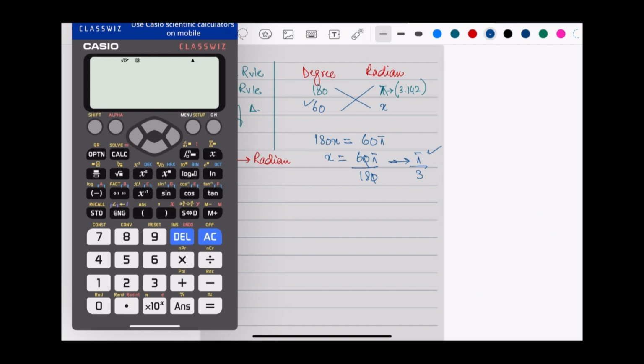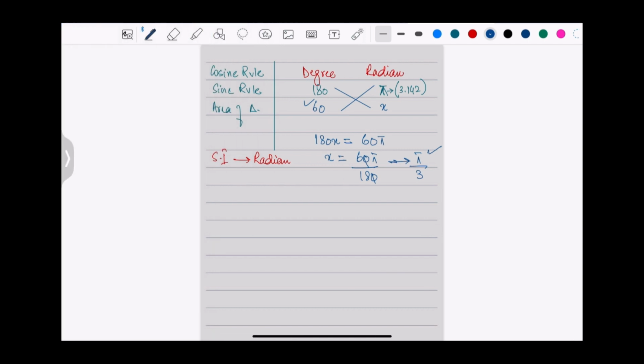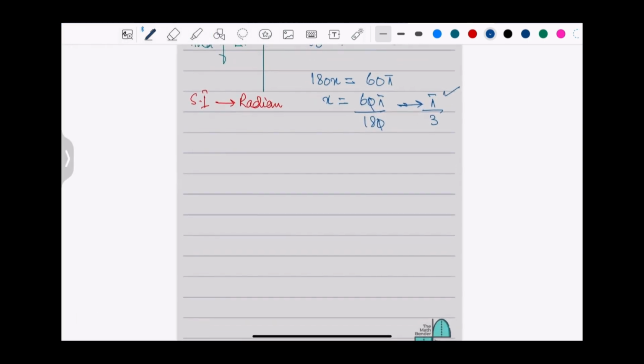If you press mode directly in other calculators, you will automatically see options like DEG, RAD, GRA. So RAD means radian, you can simply press the button, so it's not as complicated as this one. So let's see how more things are.